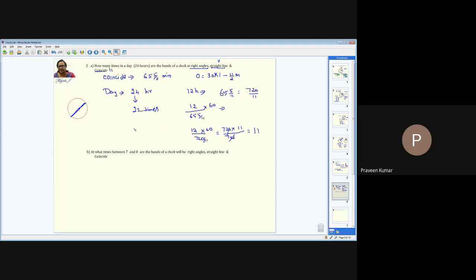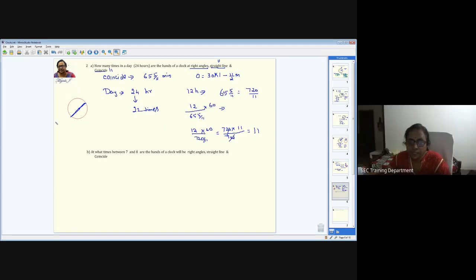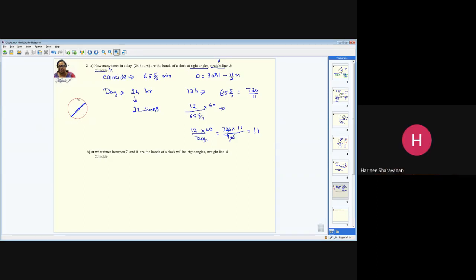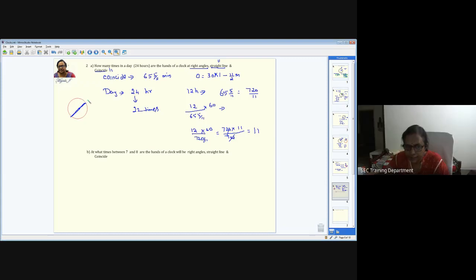Think of how the lines are going to be. When do you get this right angle? See, imagine, take some time here. Like we will consider this as 2 o'clock. Let us not consider this. I'll just change this.